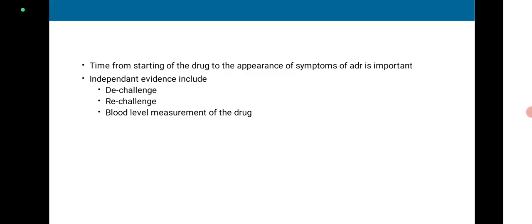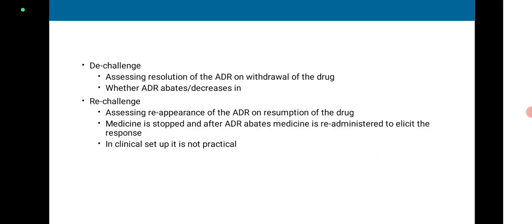Time is the interval from starting of the drug to the appearance of symptoms of ADR, and independent evidence for this includes de-challenge, re-challenge and blood level measurements of the drug. What is de-challenge? De-challenging is assessing the resolution of ADR on withdrawal of the drug, whether the ADR abates or decreases. Re-challenge is assessing reappearance of the ADR on reception of the drug. The medicine is stopped, and after the ADR has abated, the medicine is re-administered to elicit the response, and it is not clinically practically possible.